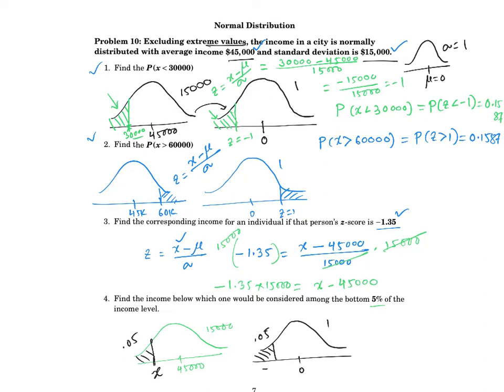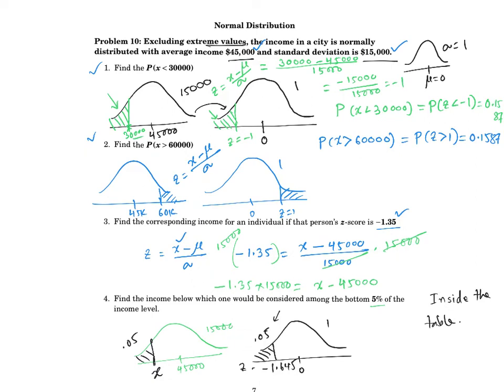You have to be careful. Look inside the table, and then look for the value that is closest to 0.05. As it turns out, it's negative 1.645. Z is equal to negative 1.645, that's your z.